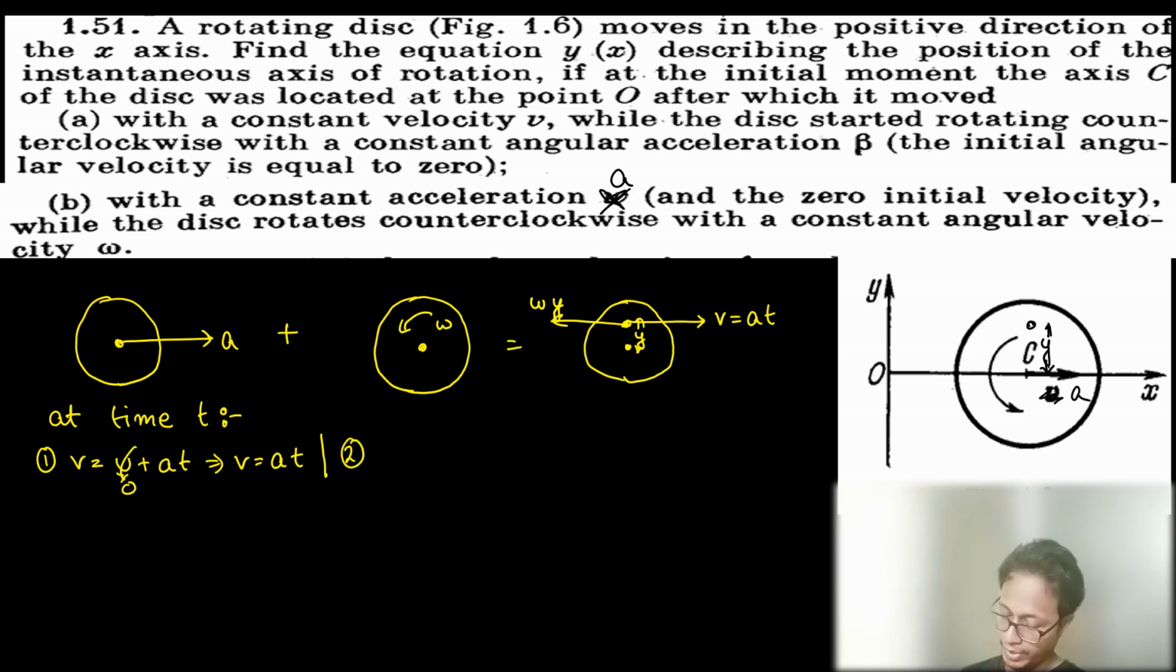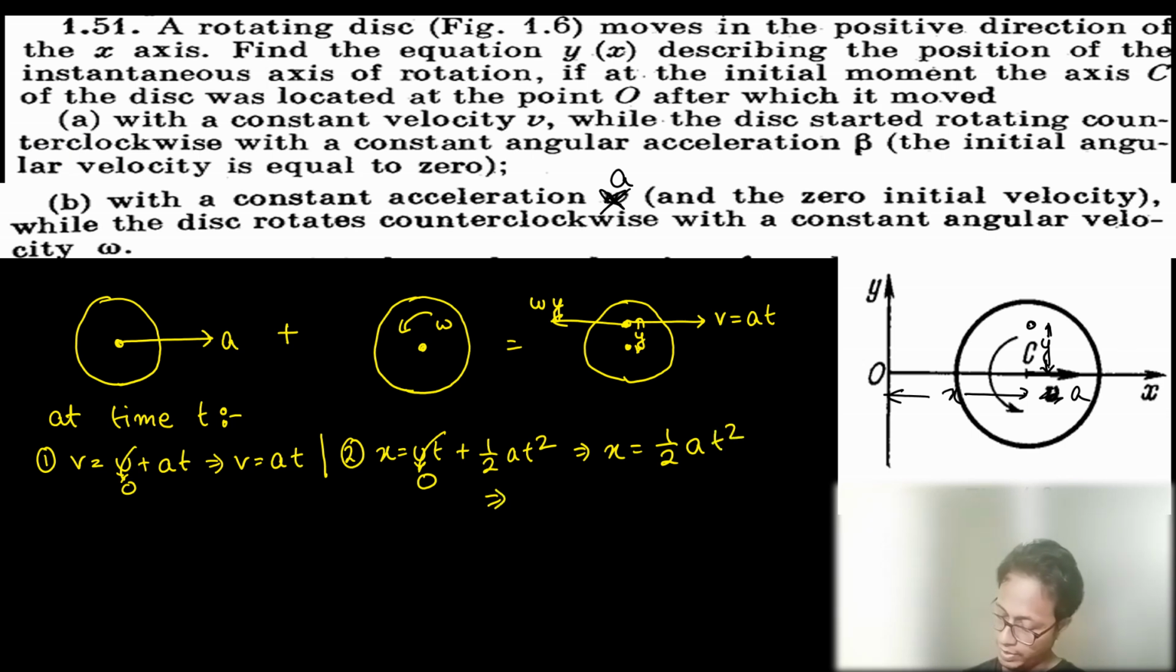Can I say x = ut + half at square? Okay, this body or this point started at this point O. So u = 0 at time t = 0. At the initial time the initial velocity is equal to 0, so this value of x is equal to how much? Half acceleration into t square.